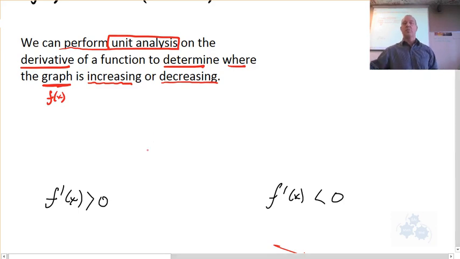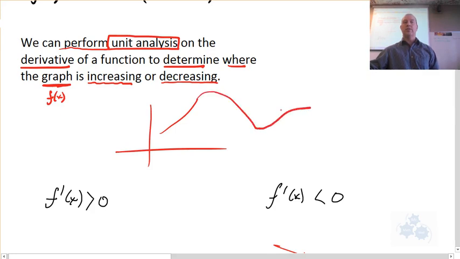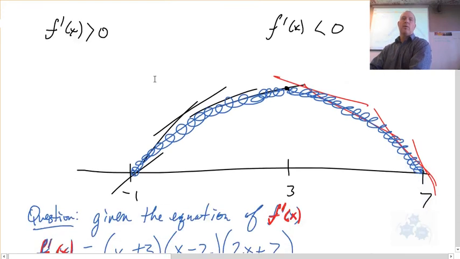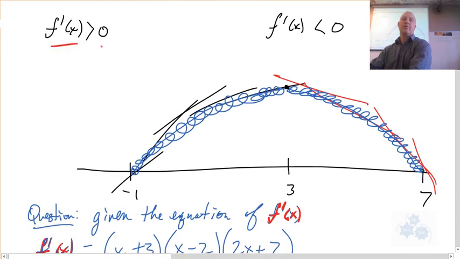One of the things that would be nice to know is where the graph is increasing and where it is decreasing, so we can start to draw it. If we have these sections identified, we have a good idea of how to draw it. So again, back to the sign analysis here. We want to find out where the derivative is positive and where the derivative is negative.